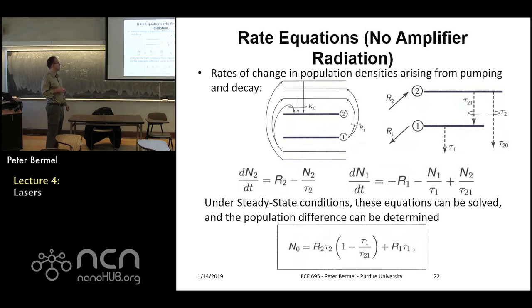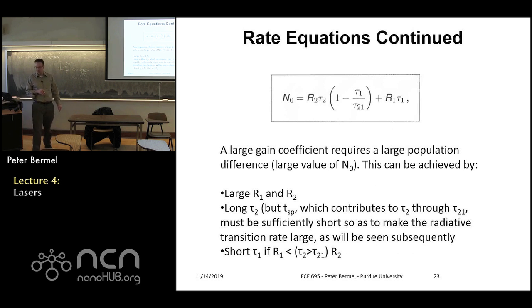Now, with that said, that does put certain constraints on the ratio between tau1, basically the spontaneous decay of the ground state transition, divided by the spontaneous transition between 2 and 1. In general, if you want N naught to be positive, you need tau1 to be less than this spontaneous transition between 2 and 1. So the ideal case is that we have a relatively large tau2 or tau2-1, and a relatively short tau1 if R1 is less than R2. But in general, R1 and R2 being large is the most important thing.